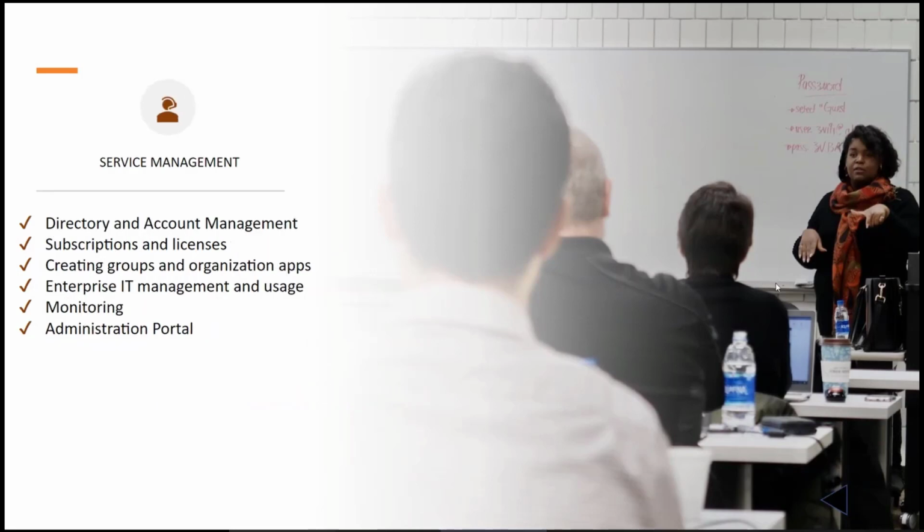The next workshop is service management, and here you would talk about directory and account management, subscriptions and licensing. So what is a license, who gets one, and how much does it cost, all of that. You're going to talk about creating groups and organizational apps, enterprise IT management and usage monitoring, which is important, especially during the phase rollout. You want to make sure you monitor how things are being used and what kind of monitoring you're going to do. You want to talk about that in this meeting.